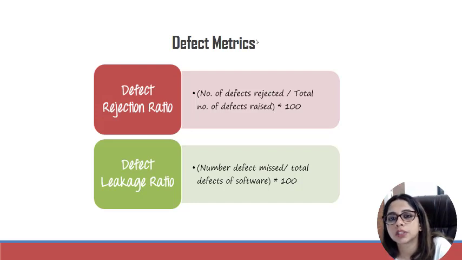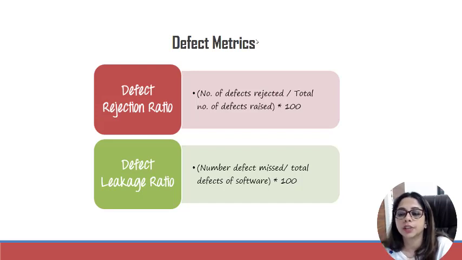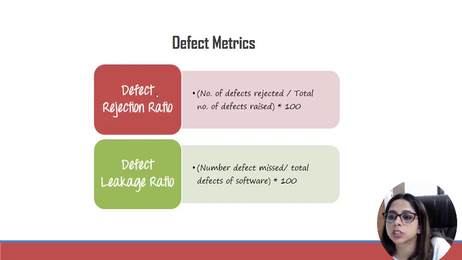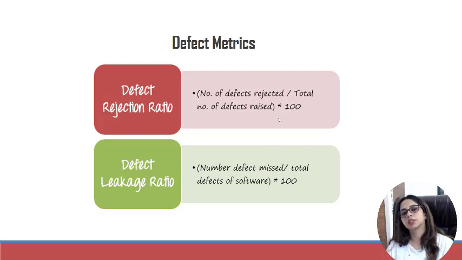So what is defect rejection ratio? It is the number of defects rejected upon the total number of defects raised, into 100. As I said, let's imagine the total number of defects raised was 100, and the number of defects rejected was 30. 30 divided by 100 into 100 is 30%. So 30% of the defects were rejected. That's why 30% is the defect rejection ratio. It has to be 0 or minimum. As a QA, you have to know this.